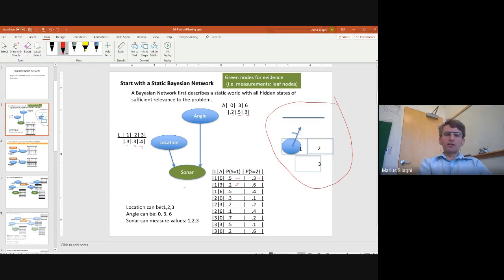This resembles a lot your problem from milestone 1. So this is a static belief network. Any question about this so far? Good.